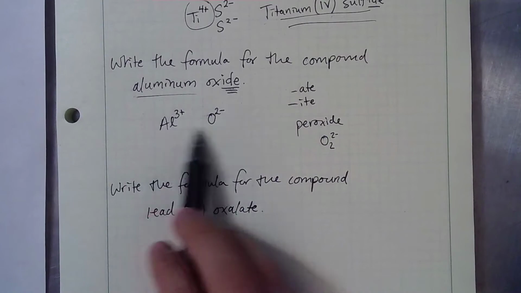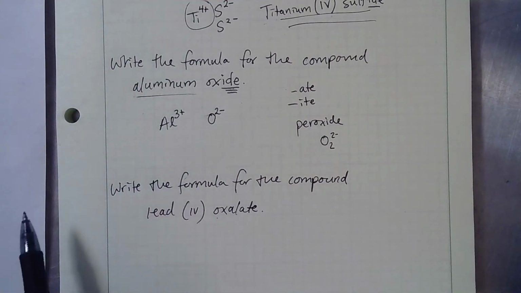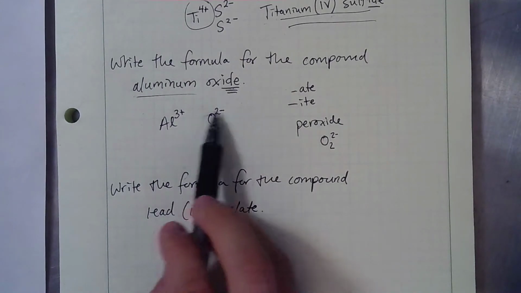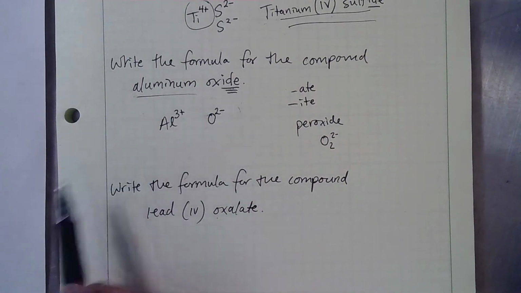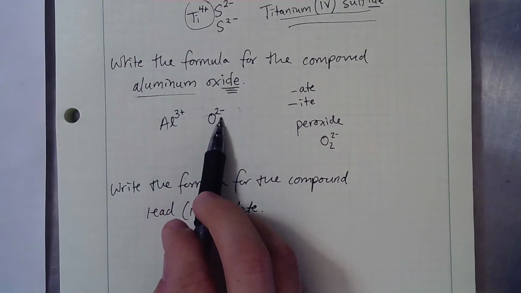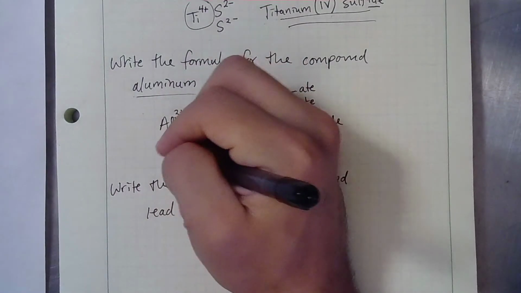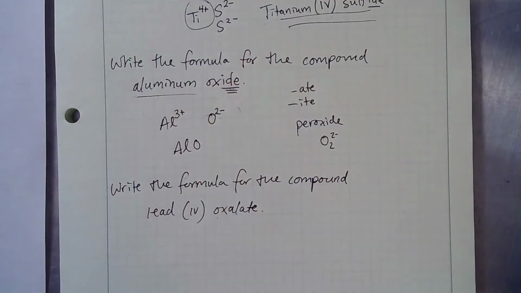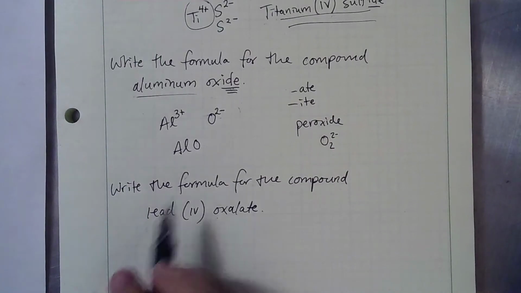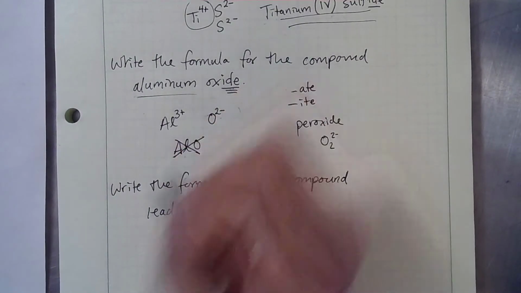Now, if I just stuck those two together, this would not be a neutral compound, right? If I just had these two together, that would be an overall charge of +1. Think of it as like the positives are beating the negatives here. By how much? By 1, right? So this is not the formula, because this would mean 1 aluminum, 1 oxide. That is not the answer, okay?